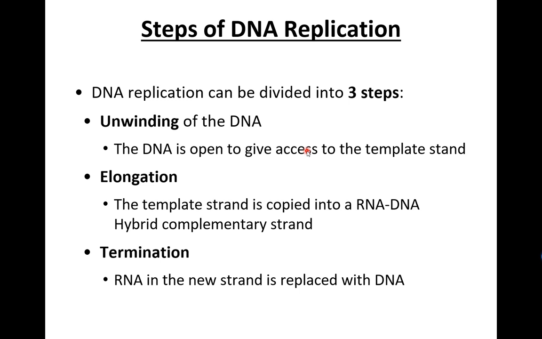After that, DNA polymerase can start adding the nucleotides. Okay, it needs help from an RNA polymerase called primase. We'll talk about that, and this is called elongation. And then these leftover RNA molecules, the product of primase, are removed in the last step, which is referred to as termination, where the RNA is removed by a different DNA polymerase and replaced with DNA.